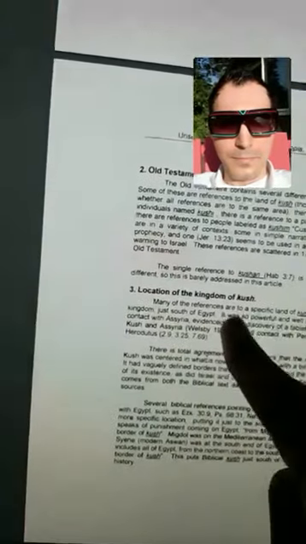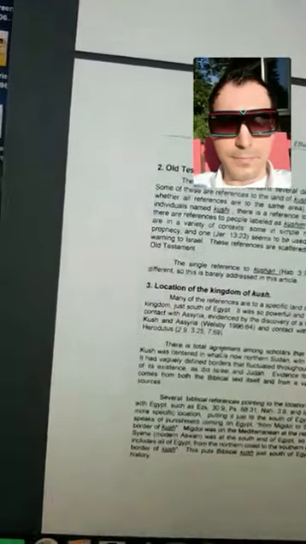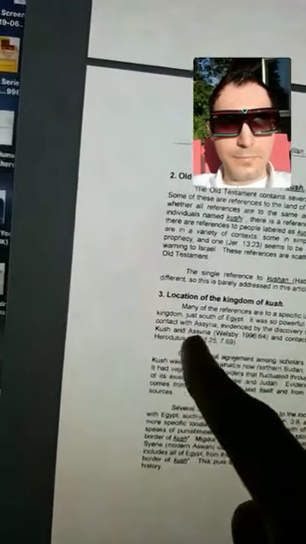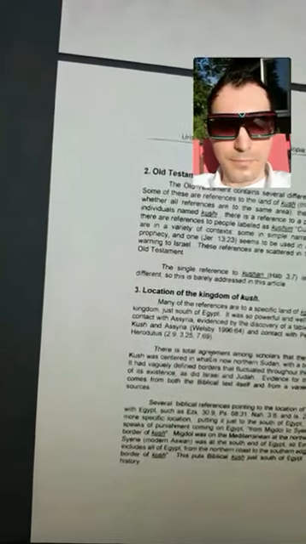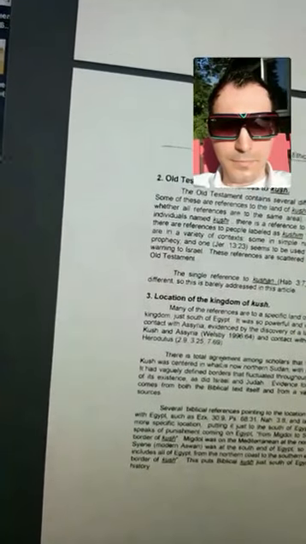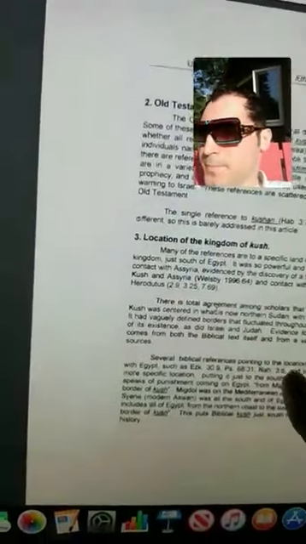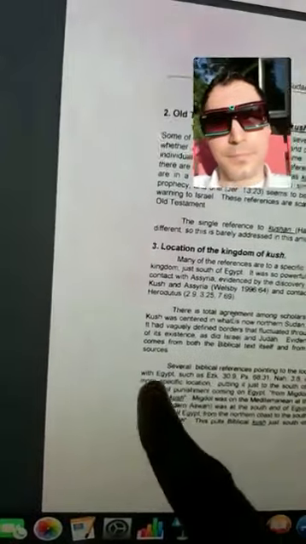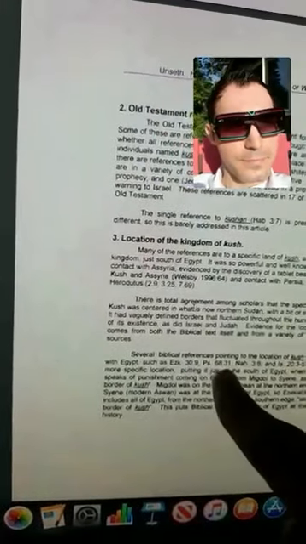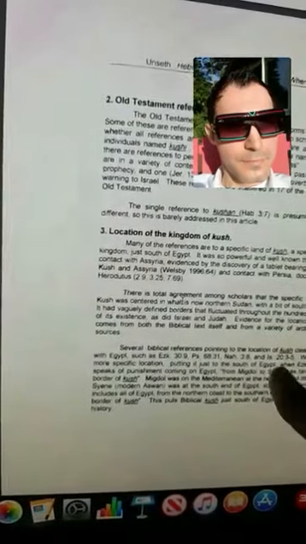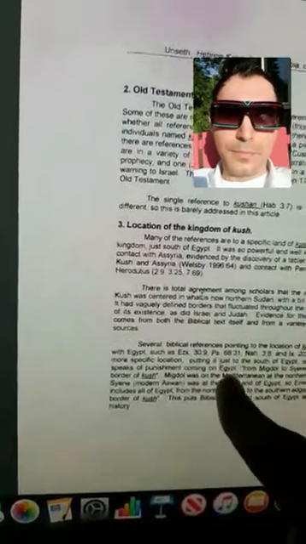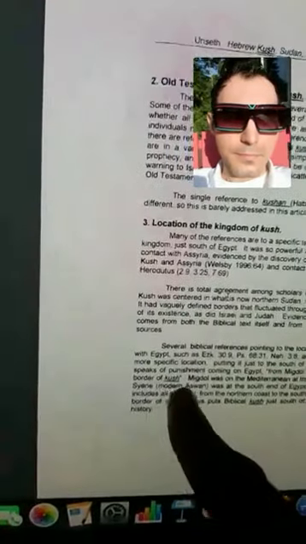Look at it. Many of the references are to a specific land of Kush, a specific powerful kingdom just south of Egypt. It was so powerful and well known that there was contact with Assyria, evidenced by the discovery of a tablet bearing the seals of Kush and Assyria, and contact with Persia, documented by Herodotus. Several biblical references pointing to the location of Kush clearly link it with Egypt, such as Ezekiel 39, Psalm 68:31, Nahum 3:8, and Isaiah 23:5. We find a specific location, putting it just to the south of Egypt, when Ezekiel 29:10 speaks of punishment coming on Egypt from Migdal to Syene as far as the border of Kush.